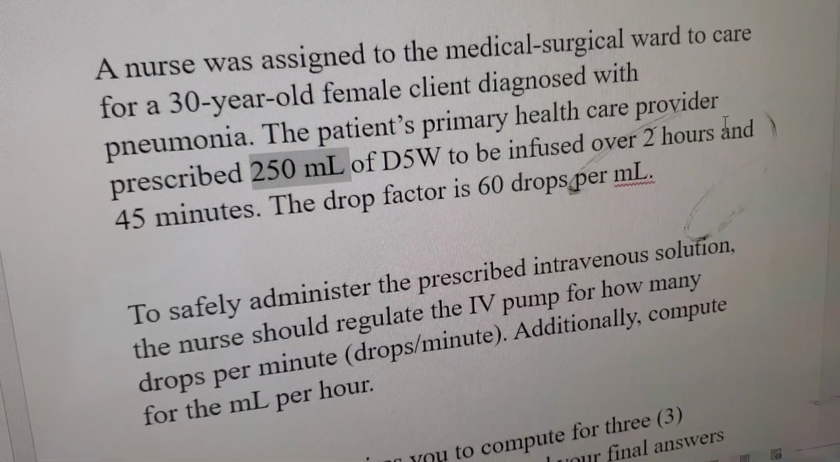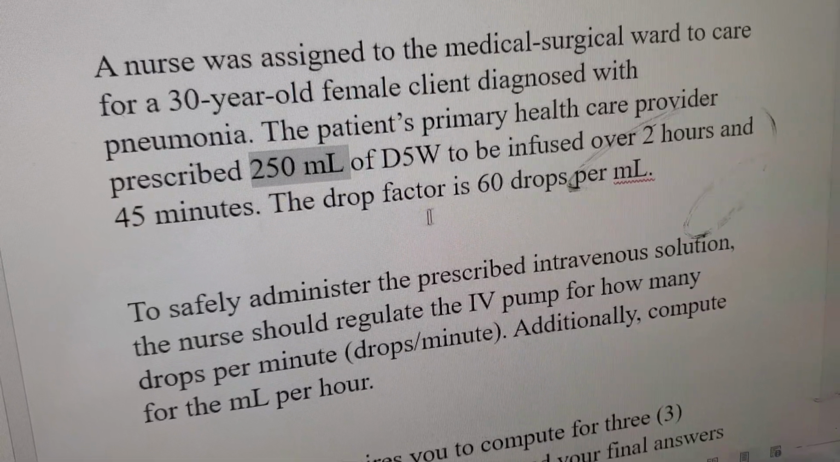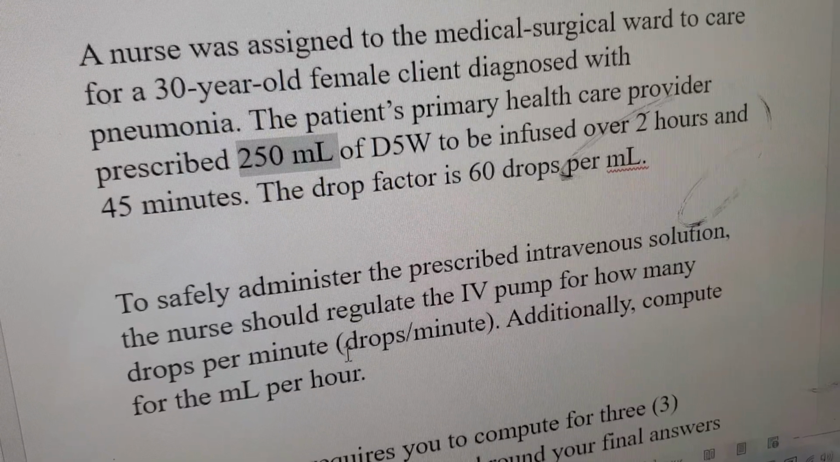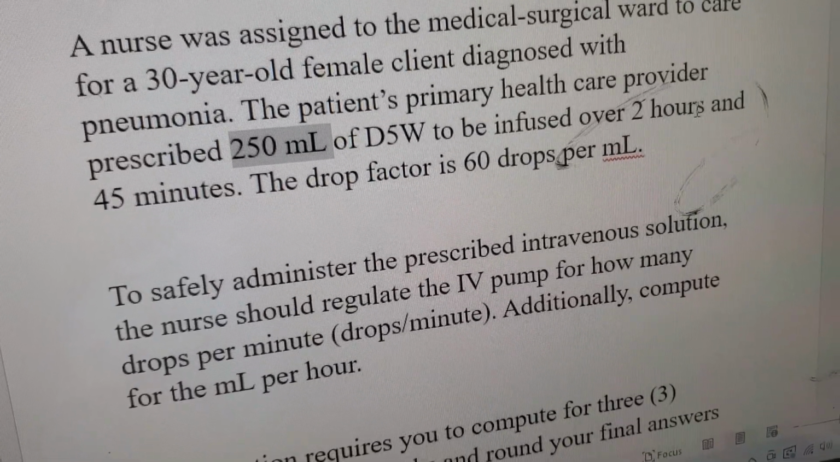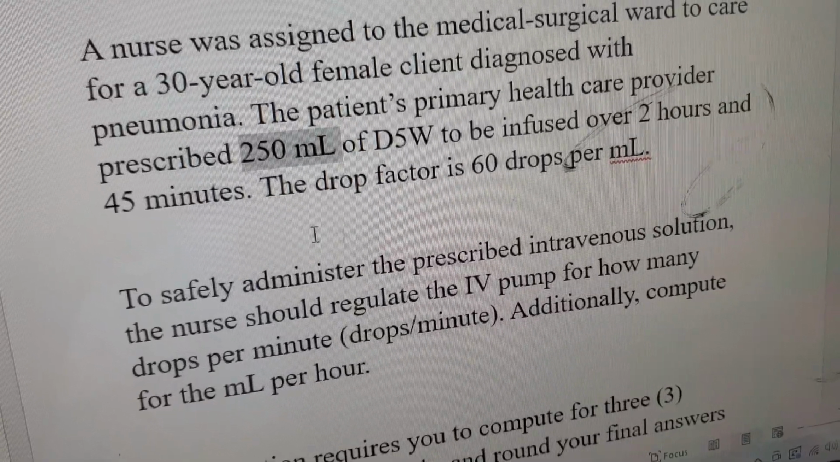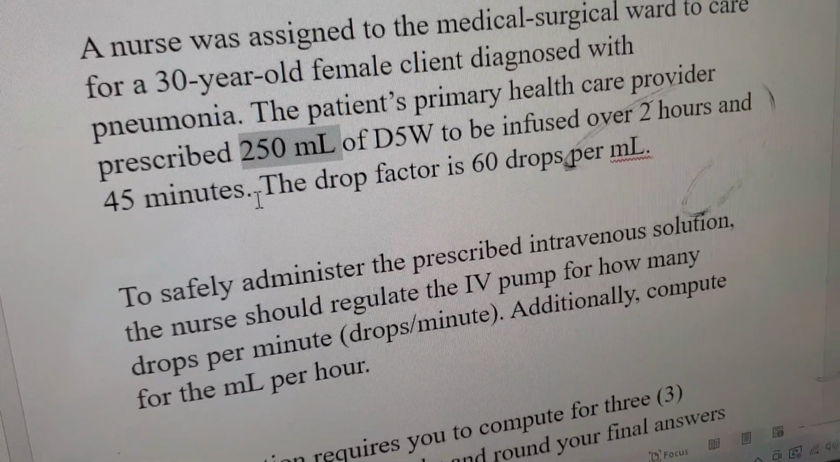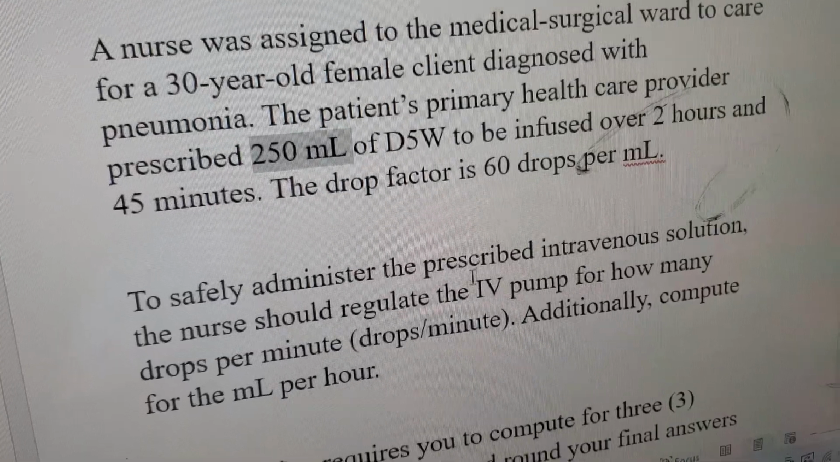Okay? 2 hours, 45 minutes. We just have to convert it. We need it in drops per minute. So the 2 hours portion needs to be converted to minutes and added to the 45 minutes. Okay? Don't let it confuse you.